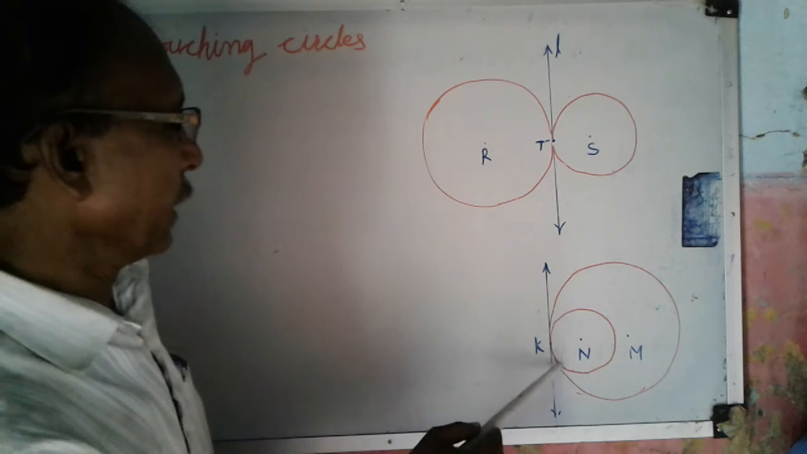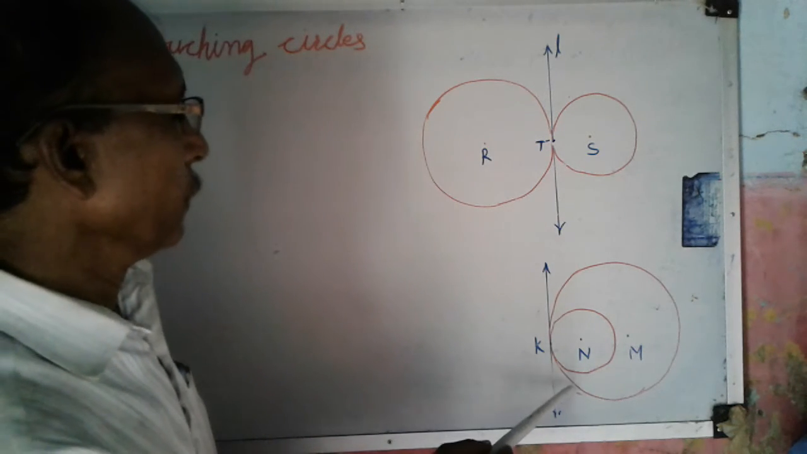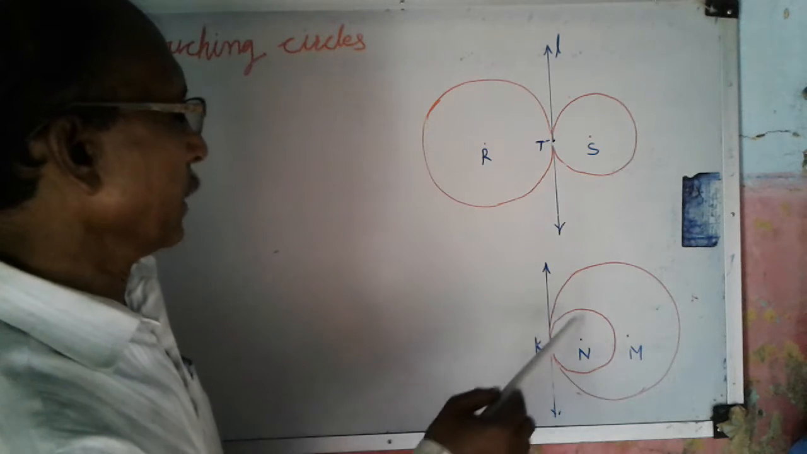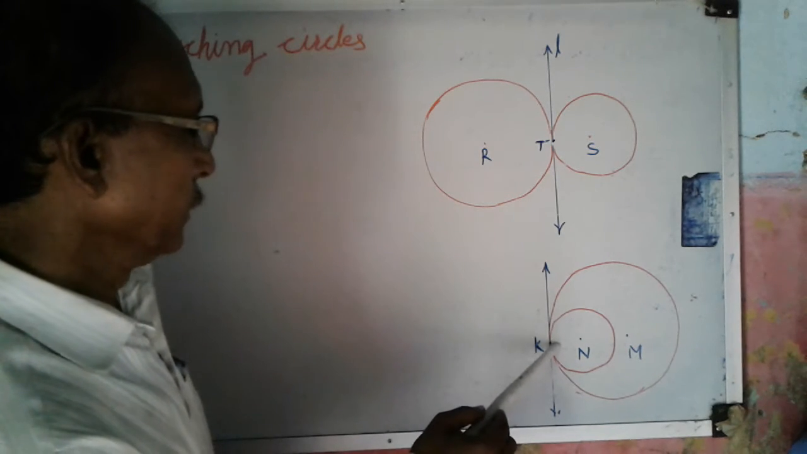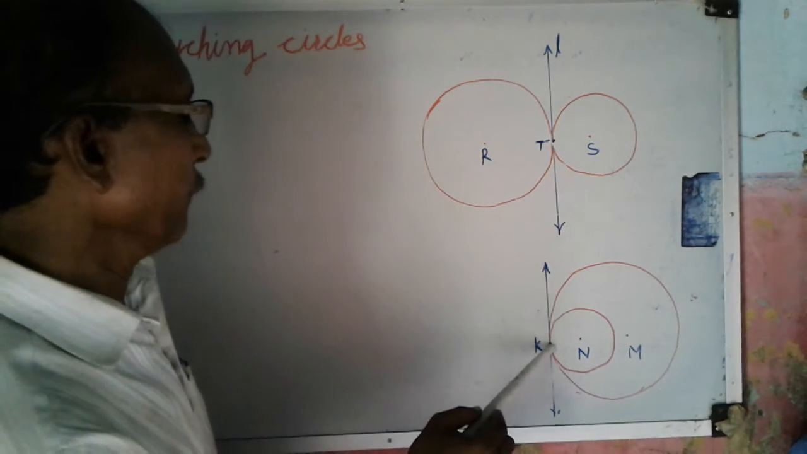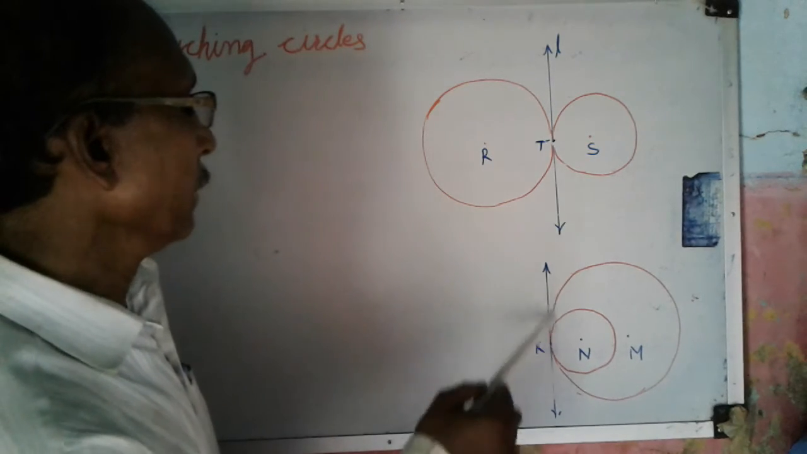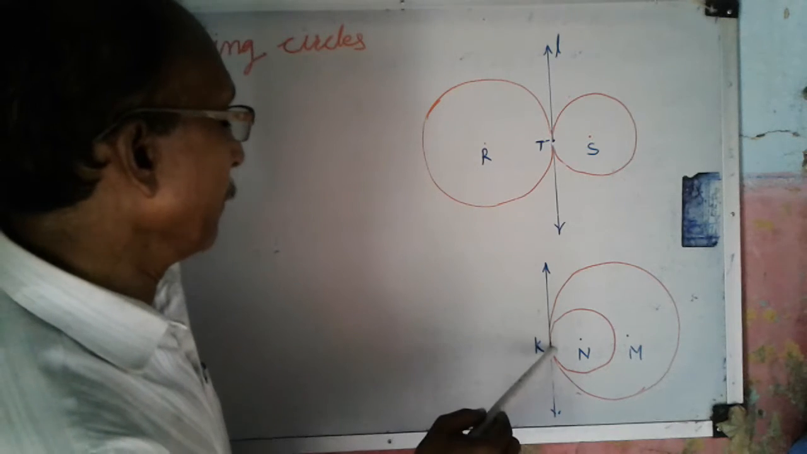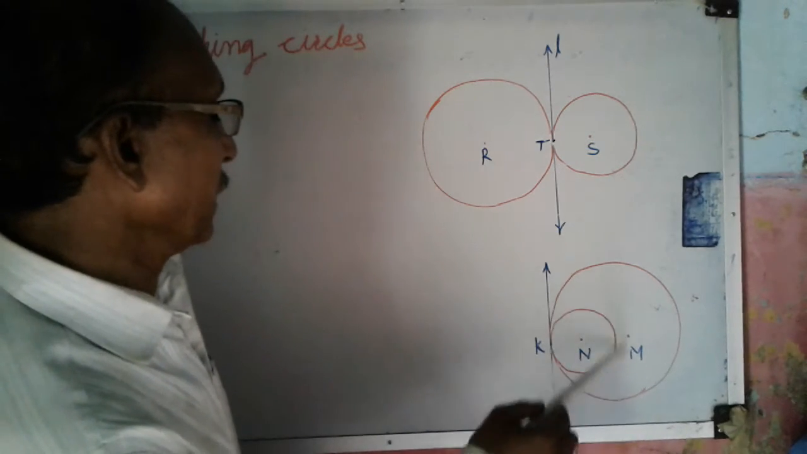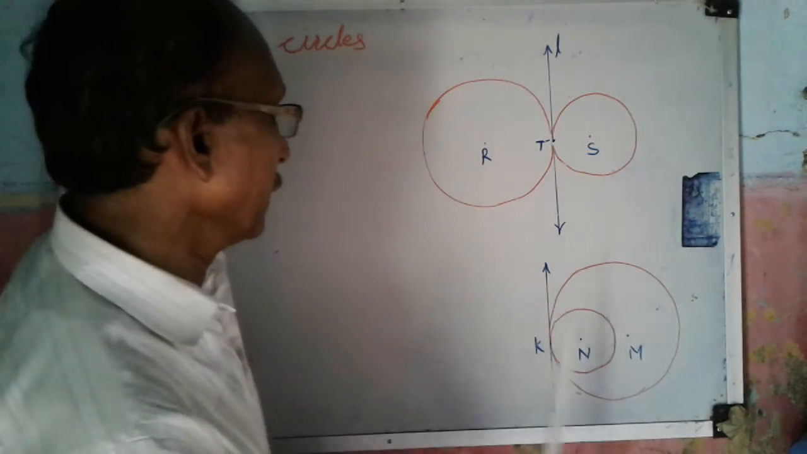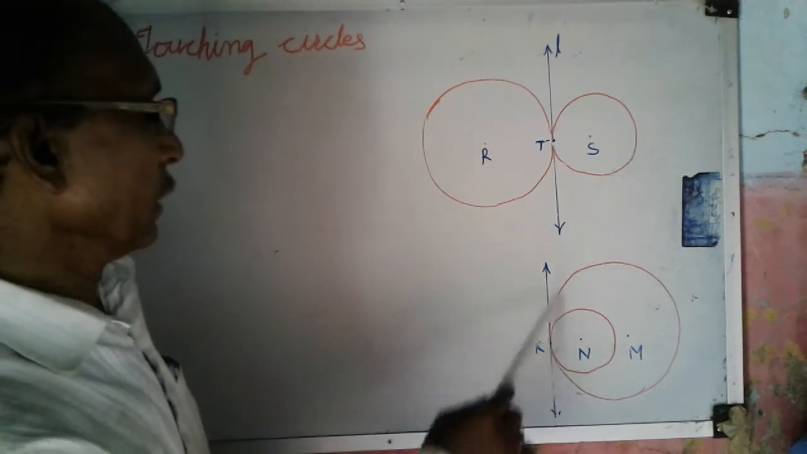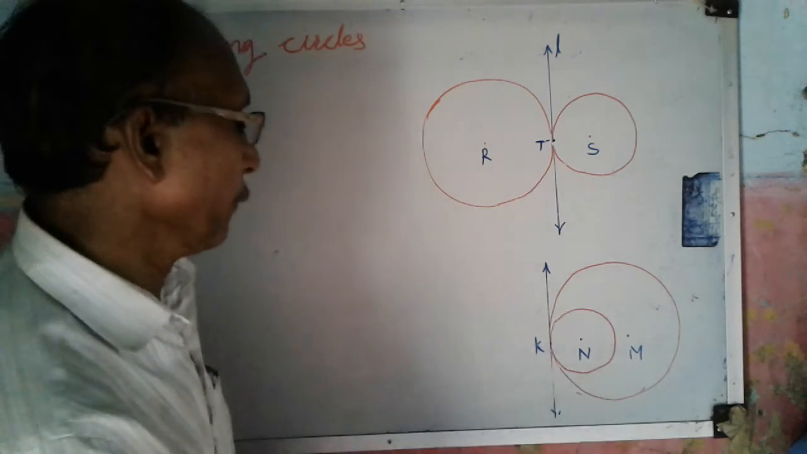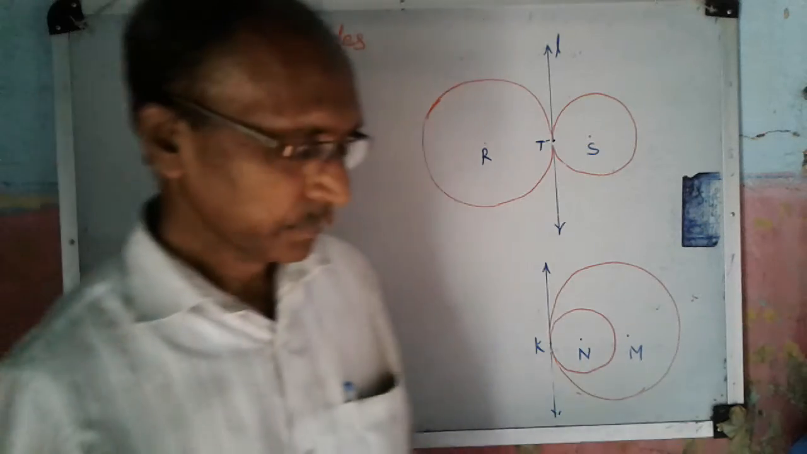Now these circles in the second figure, here also two circles are in the same plane intersecting each other in one point with a line in the same plane. But these circles are internally touching circles. Both the circles are on one side of that tangent.